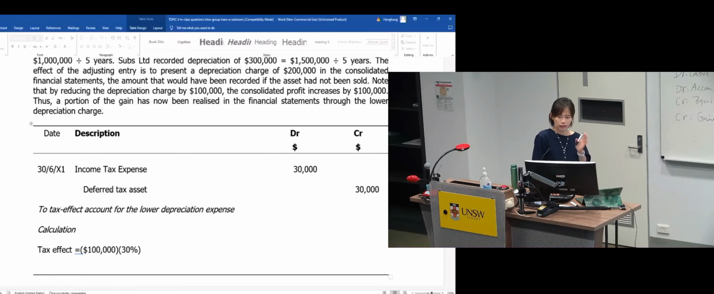Now, think about year X2. You can say all the year X1 worksheet entries in relation to this item need to be carried over to the following year worksheet, because all these entries are notional adjustments and have no real impact on the parent's or subsidiary's own records.